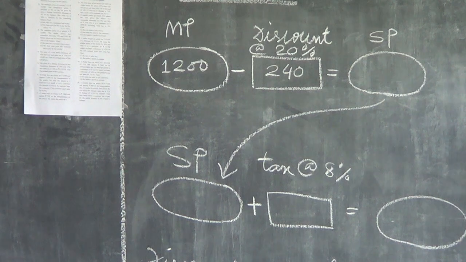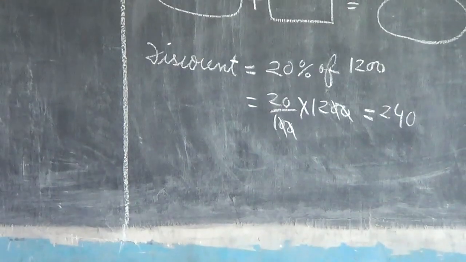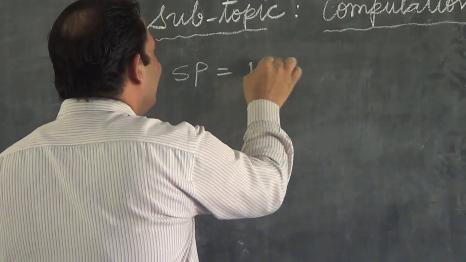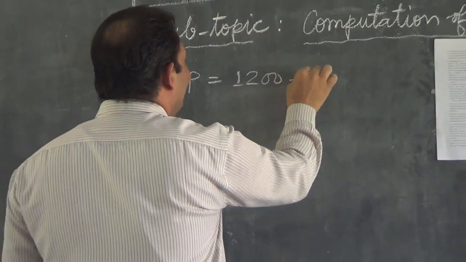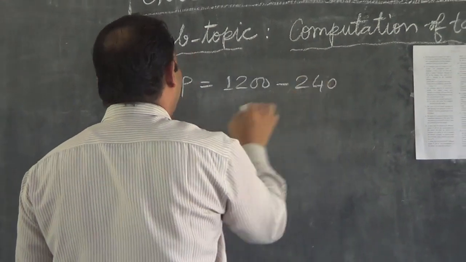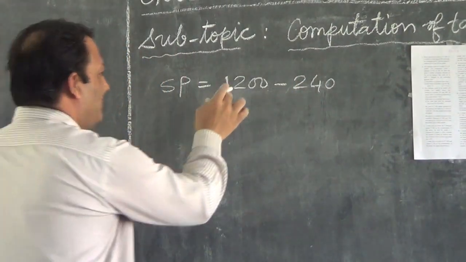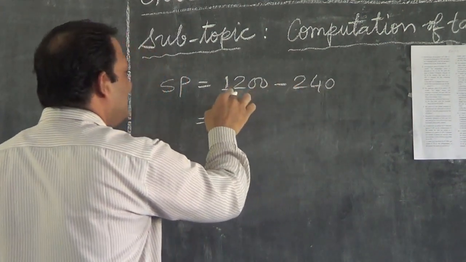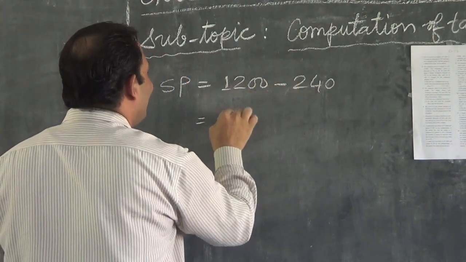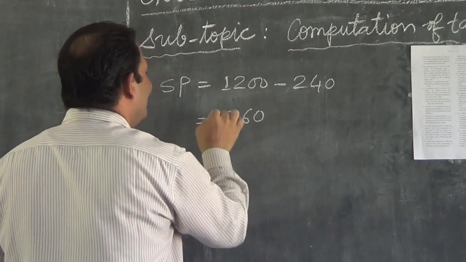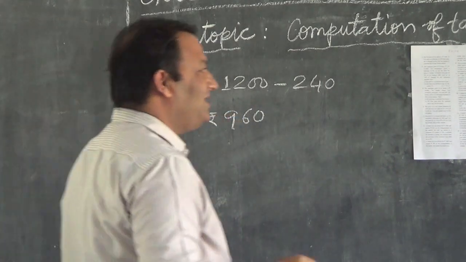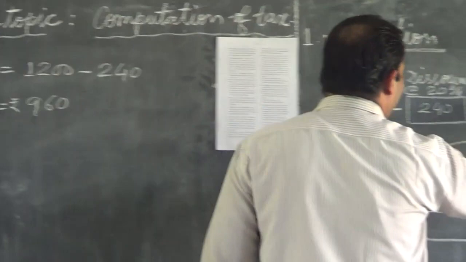So I will write here, children, SP equals 1200, that is mark price, minus 240. That implies how much we will get? 1200 minus 200, 1000 minus 40, 960 rupees. So SP is 960 rupees.